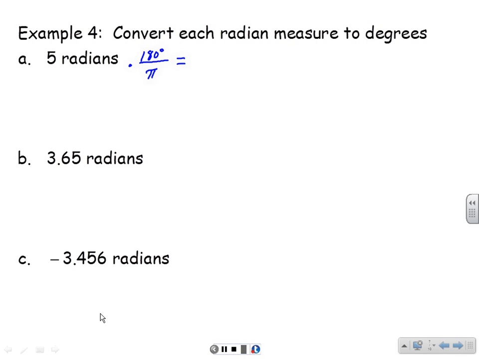Alright, so we're going to do 5 times 180, and then we're going to divide by pi, divide that pi out because this has pi in it, and we're going to get 286.48 degrees.